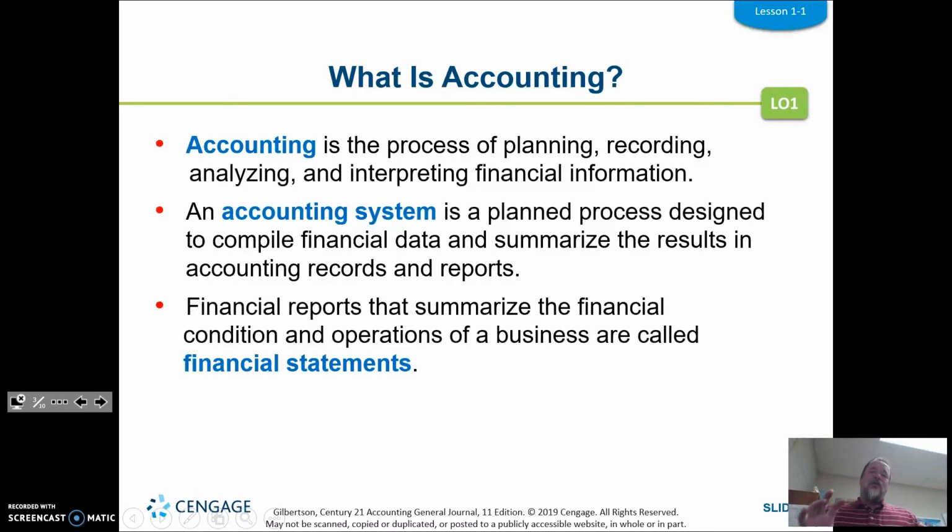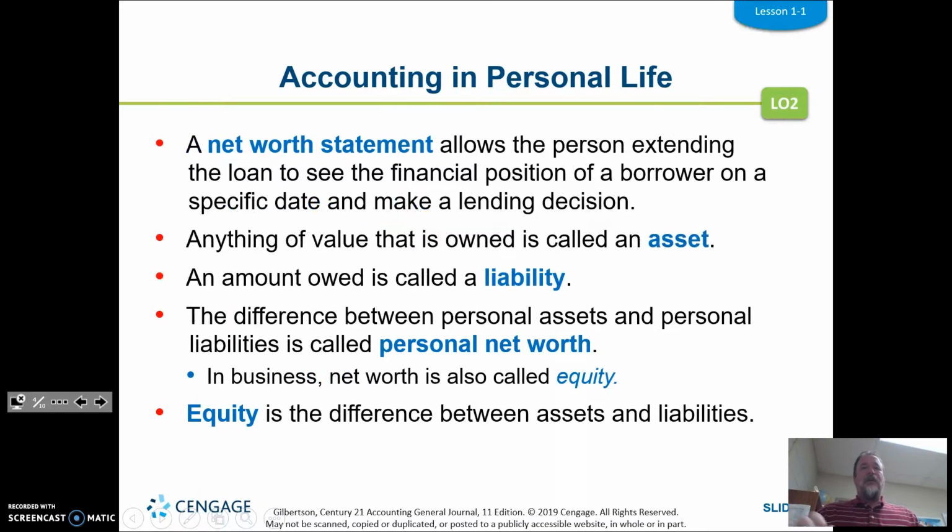Okay, and then the financial reports that summarize the financial condition and operation of a business, those are called financial statements. And we'll have 3 of them throughout the year. We'll have basically an income statement, a balance sheet, and a statement of net worth. Now, the net worth statement allows a person extending a loan, the person granting the loan, to see the financial position of a borrower on a specific date and help make a lending decision. That's not the only thing they're going to look at. They're going to look at other things as well.